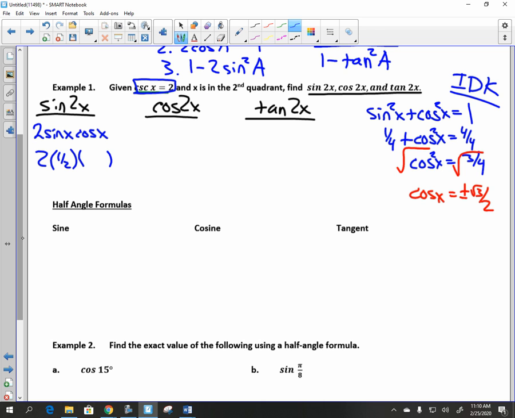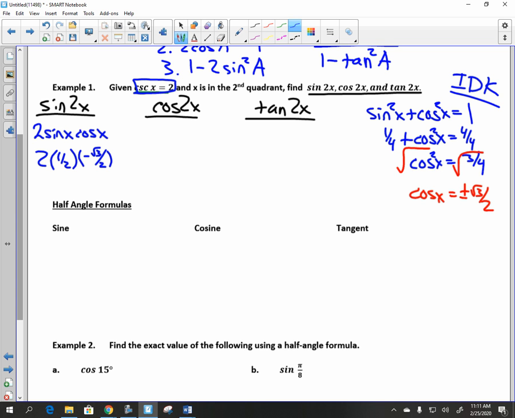Is cosine going to be positive root of 3 over 2 or negative root of 3 over 2? How would we know? It's in the second quadrant. Is cosine positive or negative in the second quadrant? It's negative, so I got negative root of 3 over 2. And if you can do that, the rest of the problem is actually easy.